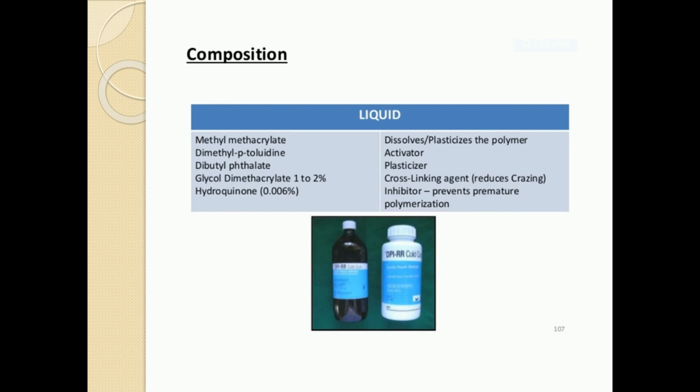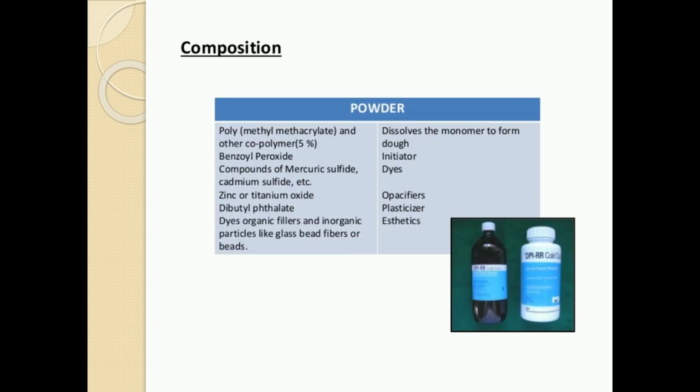Your next question: during polymerization of acrylic resin above 60 degrees Celsius of temperature, benzoyl peroxide forms free radicals. It was asked in your AIIMS exam. I repeat the question: during polymerization of acrylic resin above 60 degrees Celsius of temperature, benzoyl peroxide forms the free radicals.